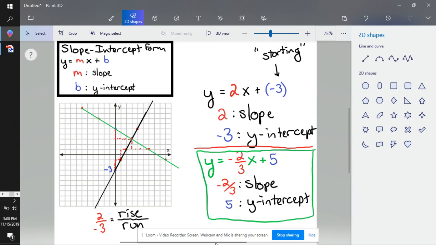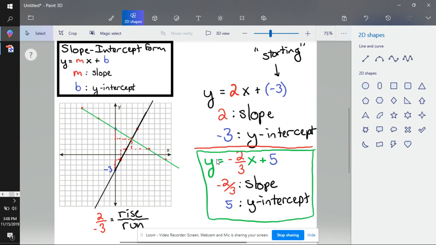Now, interestingly enough, and in future videos, you'll see when you have 2 lines that intersect, the point where they intersect happens to be a solution to both of those lines. So when we talk later on about solving systems of equations, that point right here, in this case 3, 3, will solve both of these lines. If I plug in 3, it'll make both equations true. So 2 times 3 is 6, minus 3 is 3. Negative 2/3 of 3 is negative 2. Negative 2 plus 5 is 3. So it'll solve both of them, but that's getting a little ahead of ourselves.